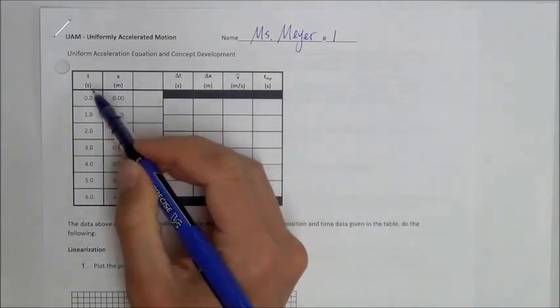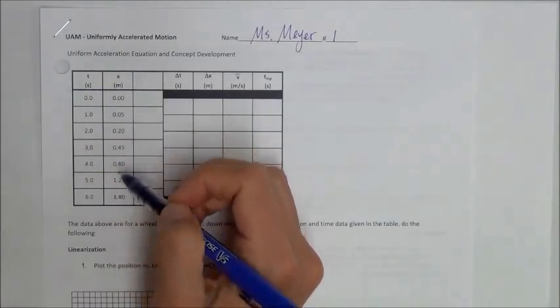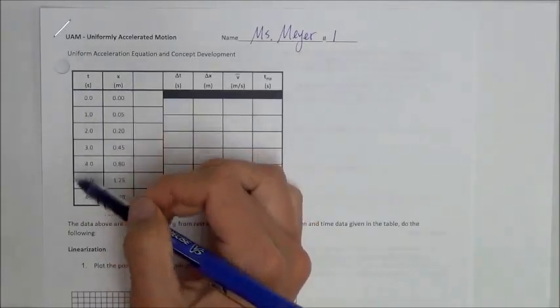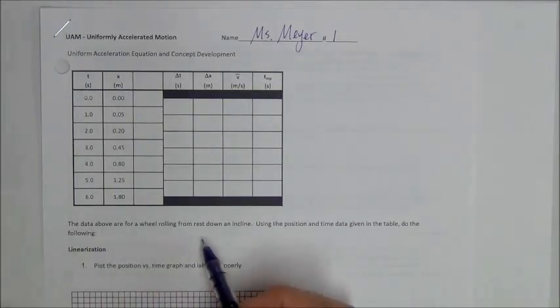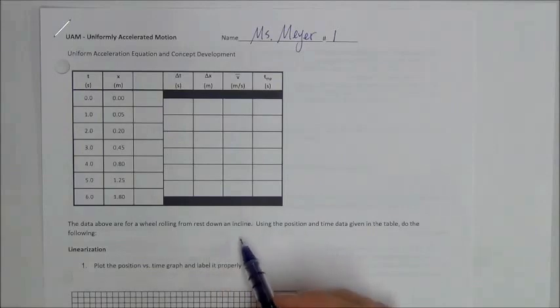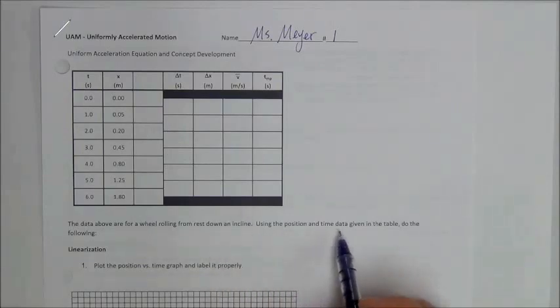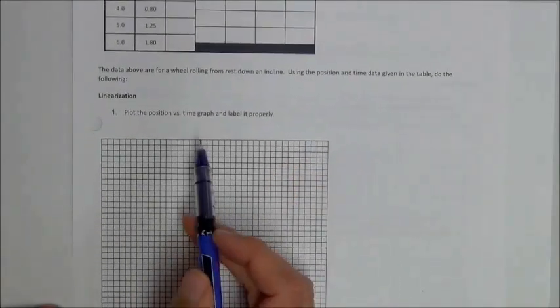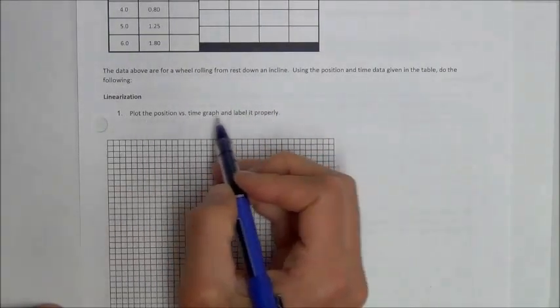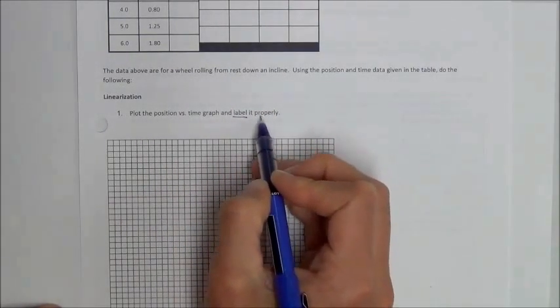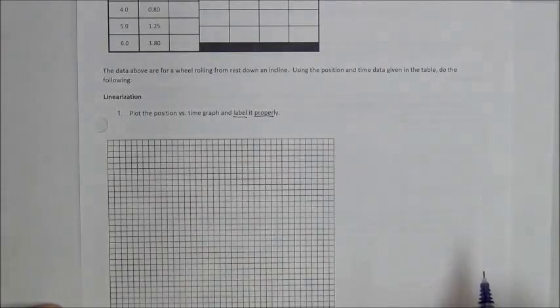And we have a position and time data table right here. So the first thing that we're going to do is consider this data for the wheel that's rolling from rest down an inclined plane. We're going to use the position and time data in the data table to first plot a graph. So remember that you need to plot position and time and label it properly.